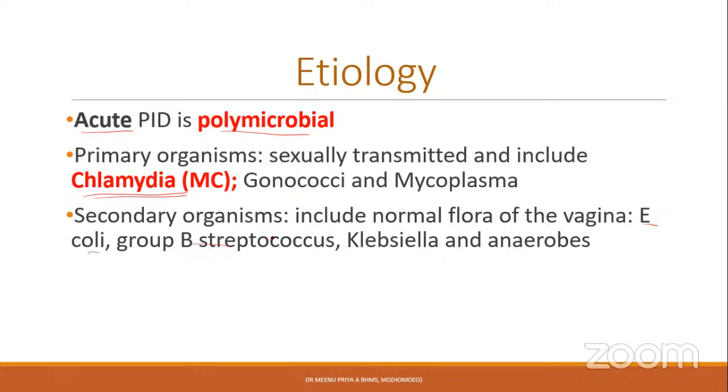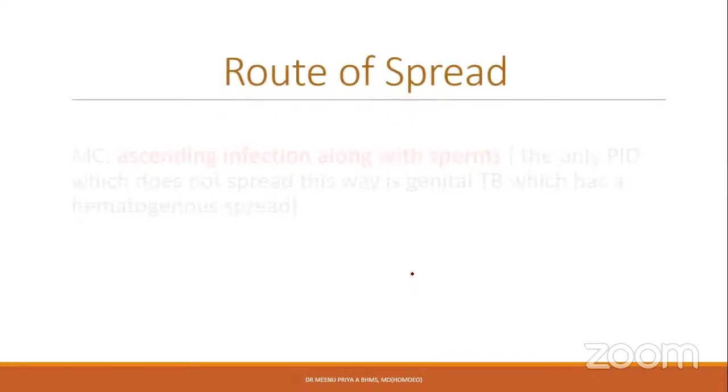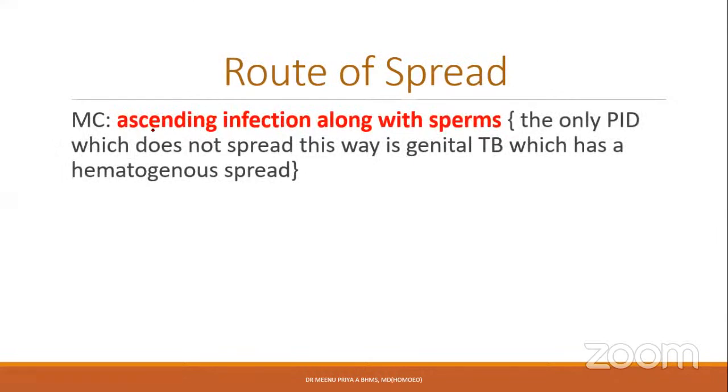Coli, group B streptococcus, klebsiella, and anaerobes. The route of spread is ascending infection, as we saw in chlamydia. The most common route of spread is ascending infection along with sperm. So usually it is an STI.